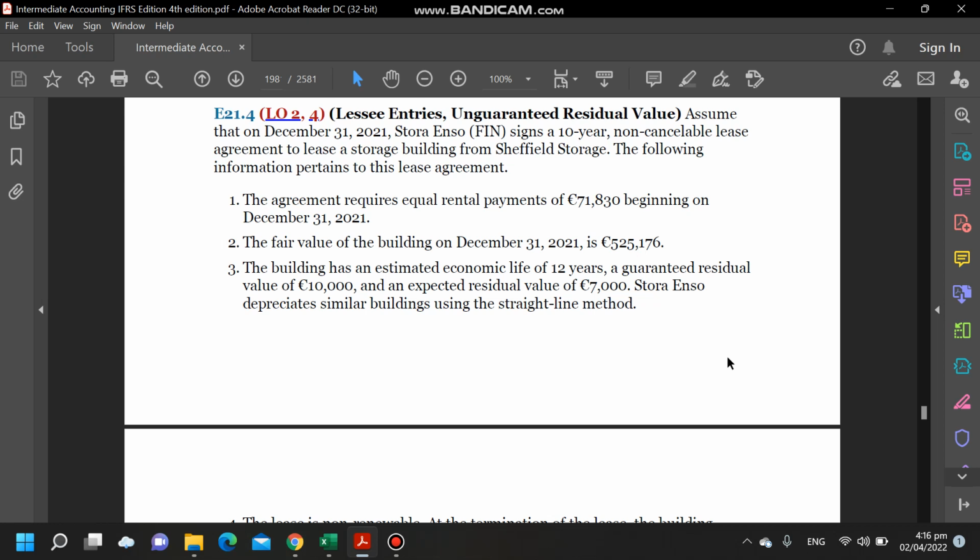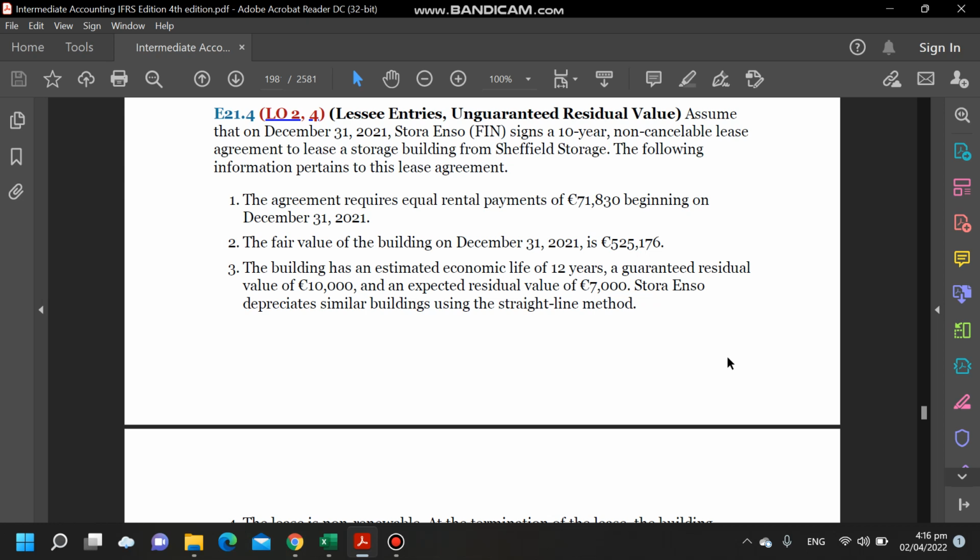The next question is E21.4. Assume that on December 31st, 2021, Stora Enso signs a 10-year non-cancelable lease agreement to lease a storage building from Sheffield Storage. The following information pertains to this lease arrangement.